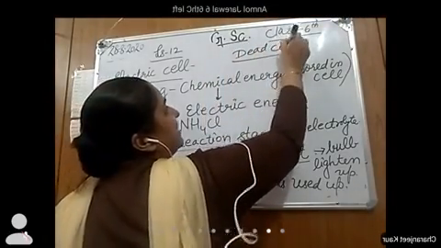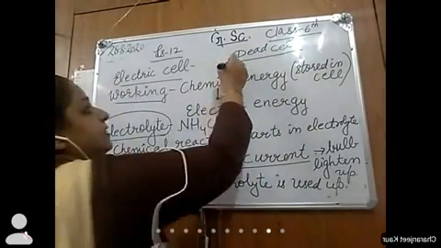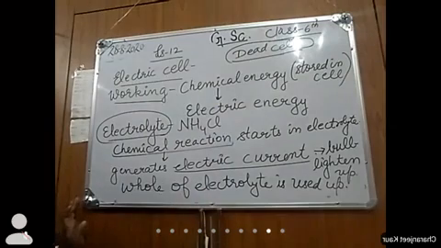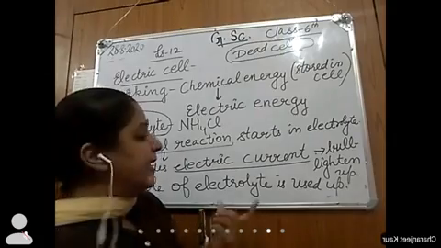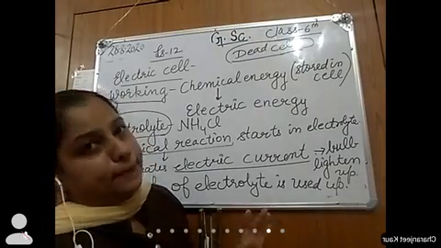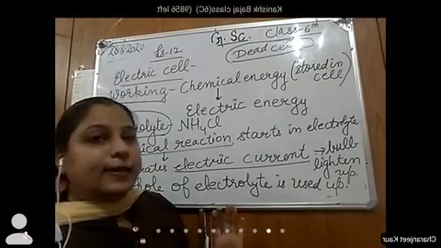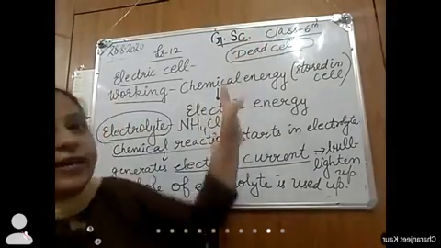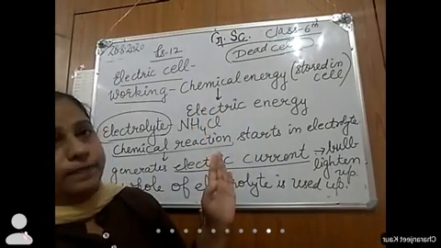What do we call that cell? Dead cell. You know this term. I guess you all are familiar. What is a dead cell? The cell in which chemical reaction is not taking place, meaning the electrolyte is used up. No more chemical reaction is taking place. I hope the working of the electric cell is clear to all.